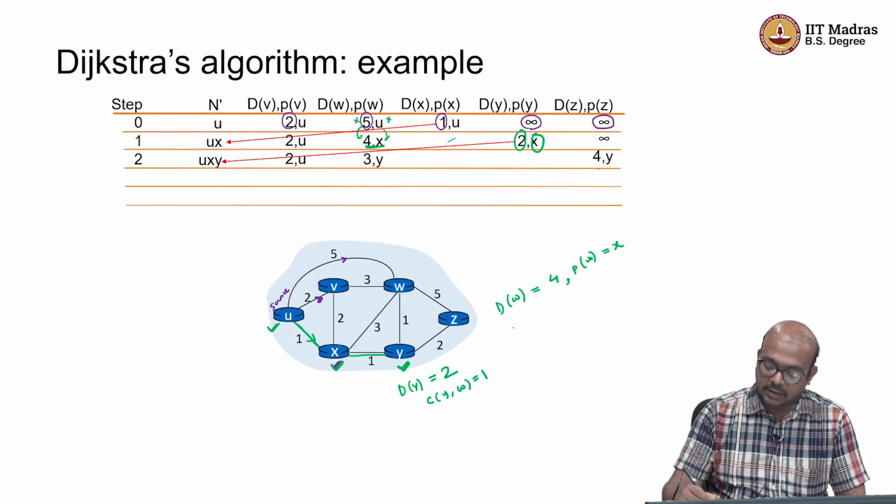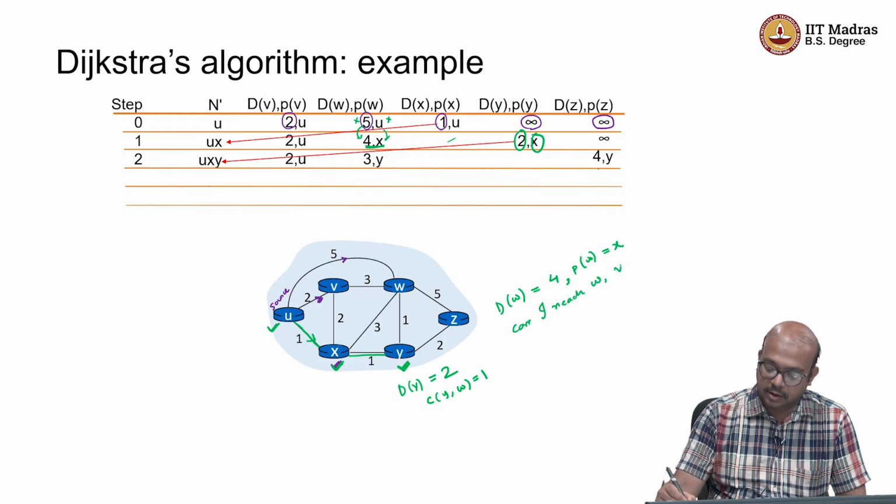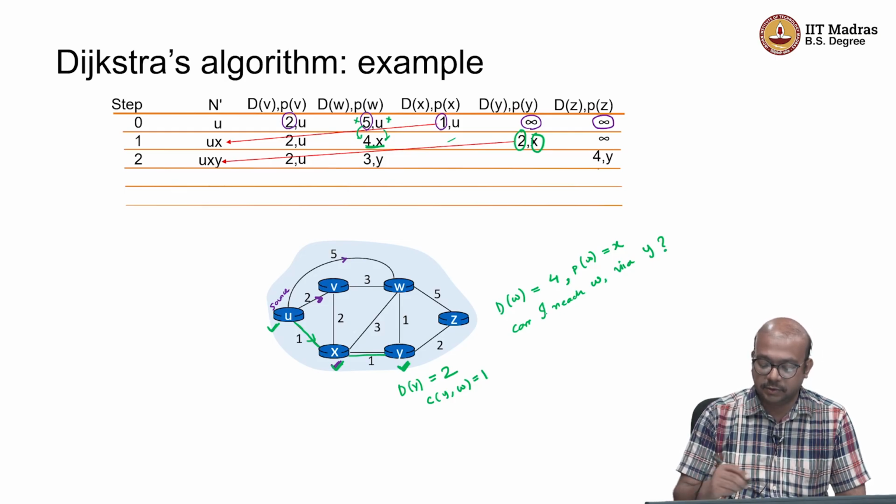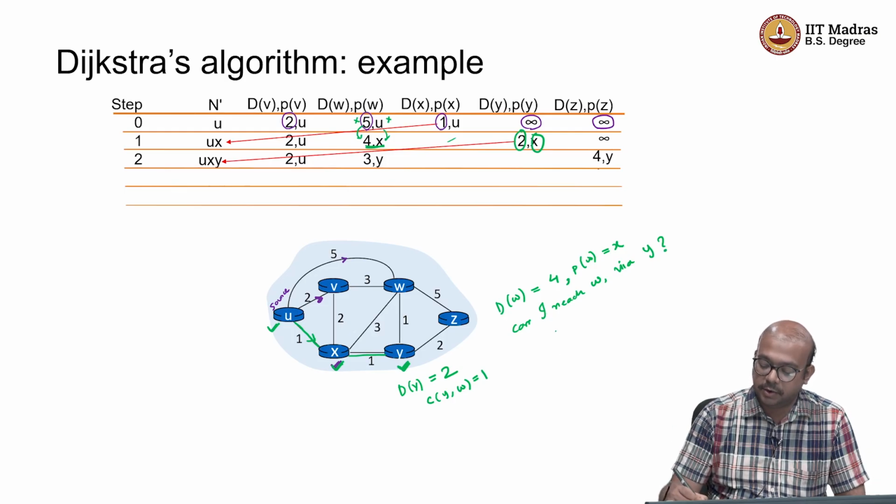After this I am asking, can I reach w via y, right, for the shortest path? The answer is yes, because you can always reach, but whether it is the shortest path or not we need to see. So, for that what we need to do?